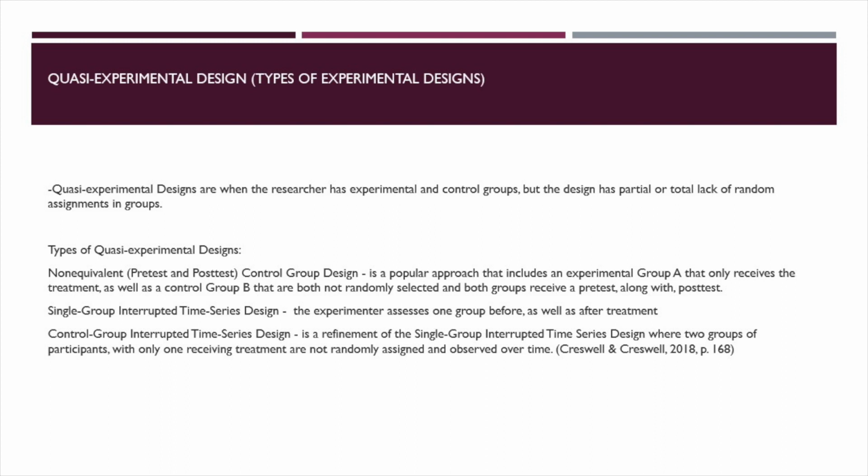The single group interrupted time series design is a quasi-experimental design where the experimenter assesses one group before as well as after treatment. And finally, the control group interrupted time series design is a refinement of the single group interrupted time series design where two groups of participants, with only one receiving treatment, are not randomly assigned and are observed over time.